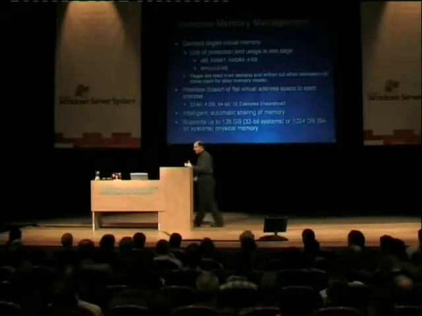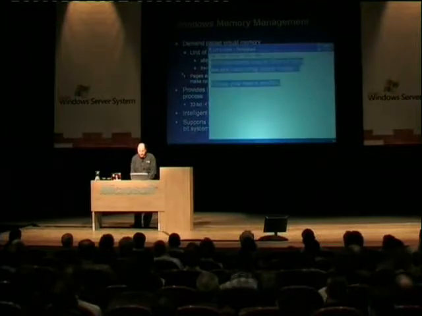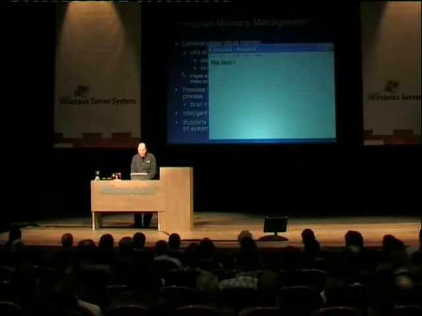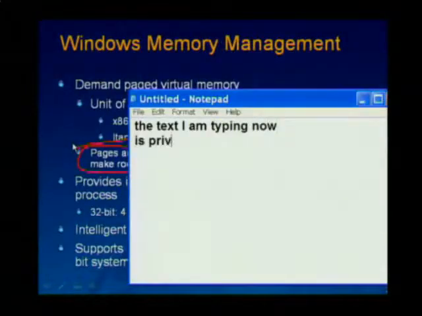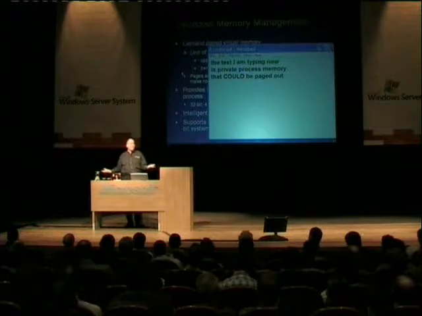So what gets paged out? Private process modified data. An example would be, in this Notepad window, the text I am typing now is private process memory that could be paged out. The buffer that contains that text could get paged out. The code, the part of notepad.exe that's in RAM right now, doesn't get paged out. Now, the memory that contains this text, when is that going to get paged out?